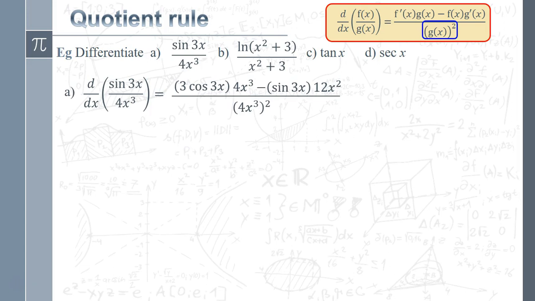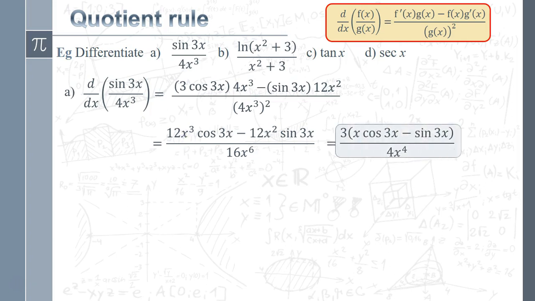So now let's just do a little bit of tidying up. So multiply out the brackets on the top, and we can see we've got some cancelling that can go on. So we can cancel out an x squared, and we can cancel the 12 over 16. So it all becomes 3 bracket x cos 3x minus sine 3x divided by 4x to the power 4, and there we go. And we go to part B.